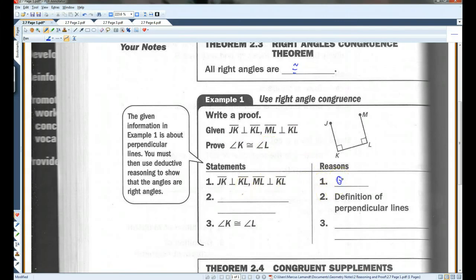Here's the given. If these lines are perpendicular, that means that angle K and angle L are right angles. That's the definition of perpendicular lines. And if they're both right angles, then they must be congruent. Right angles congruence theorem.